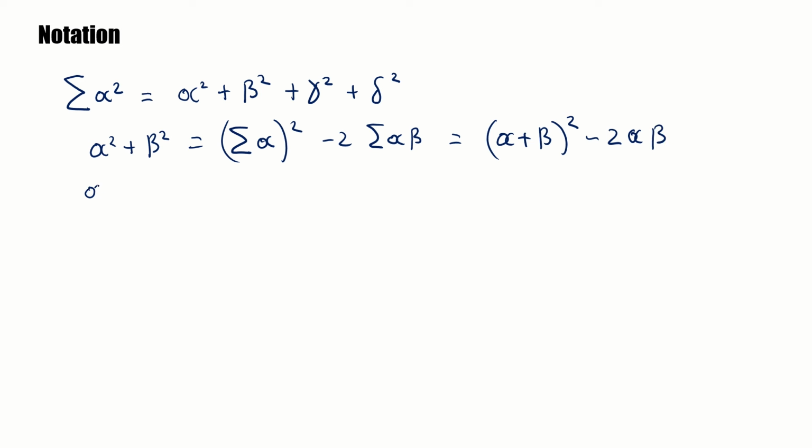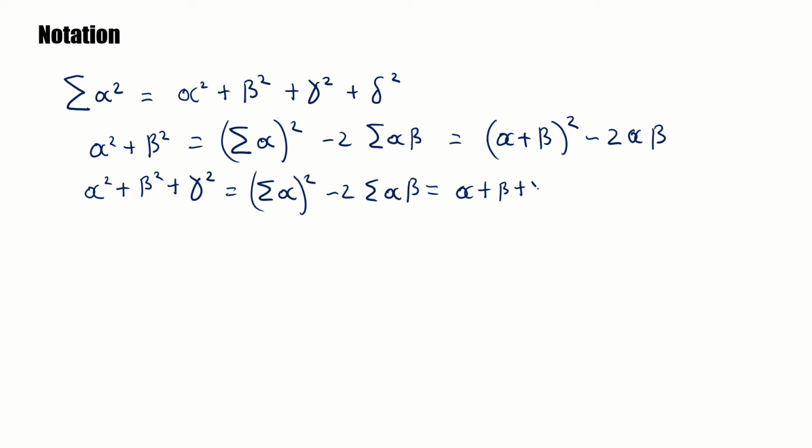Whereas, if you have alpha squared plus beta squared plus gamma squared, it's still sum of alpha all squared minus 2 sum of alpha beta, but that is now meaning alpha plus beta plus gamma all squared minus 2 lots of the sum of alpha beta, which is now going to be the sum of all those combinations of the pairs. So that is this.